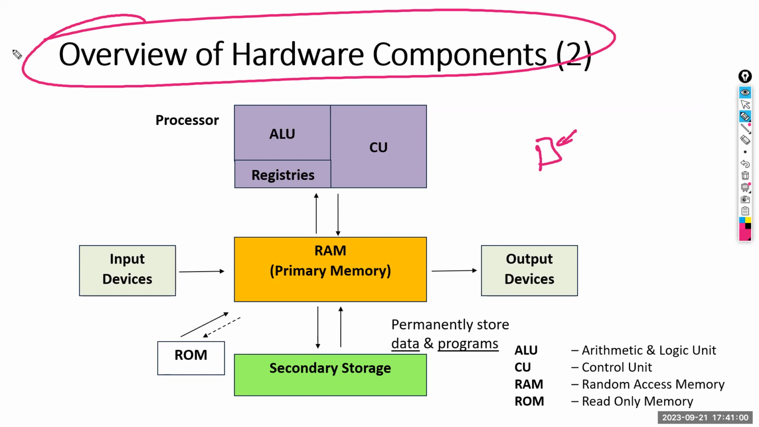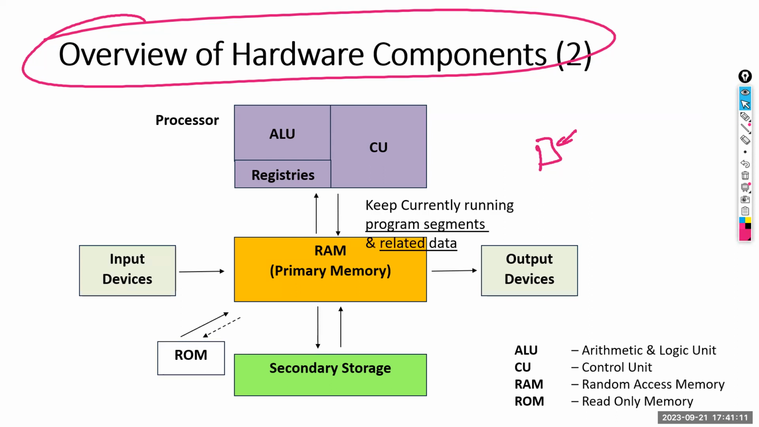So therefore, what is a really nice definition or purpose of RAM? RAM keeps currently running program segments and the related data. There can be so much data in my computer, but right now only this presentation is loaded to memory. And part of the PowerPoint is loaded. Part of Zoom software is loaded. Part of this particular software is loaded. Okay. So that is why we have RAM as your main memory.